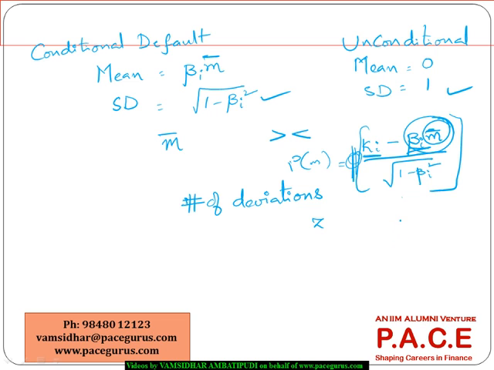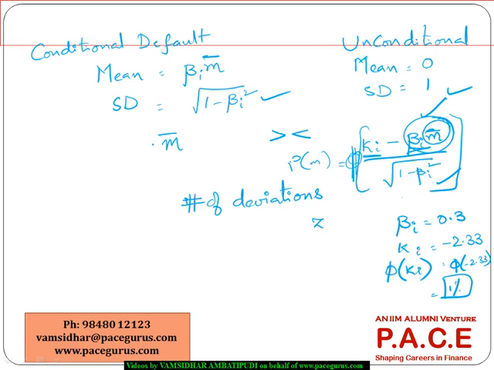So if I know, let's say, my beta is 0.3, and the default threshold ki is minus 2.33, then I can find out my unconditional probability of default first, without considering this and this. So the unconditional probability of default will become phi of ki, which is phi of minus 2.33, which is 1%. The unconditional probability of default is coming out to be 1%.